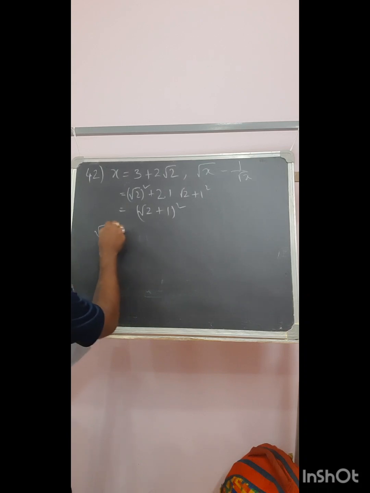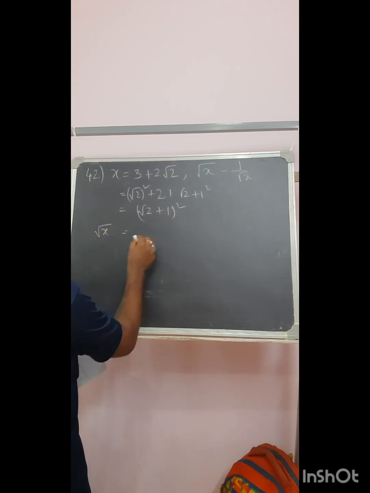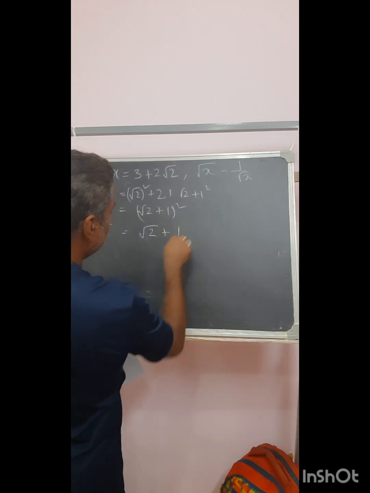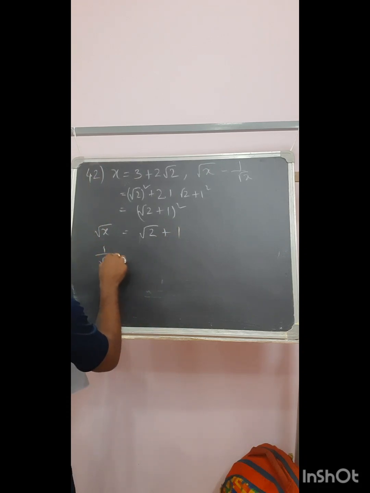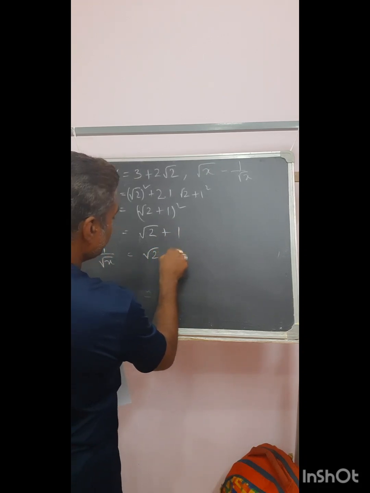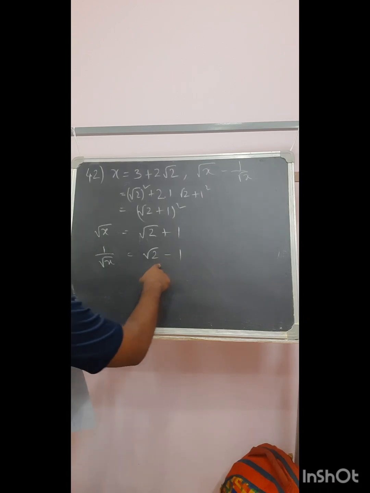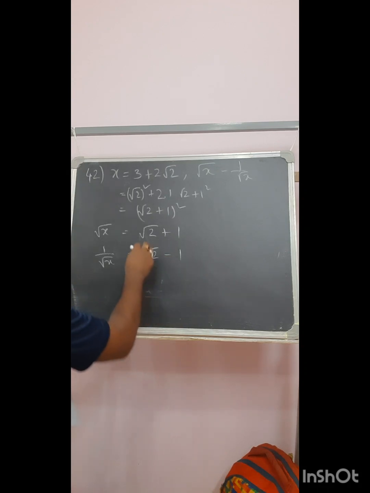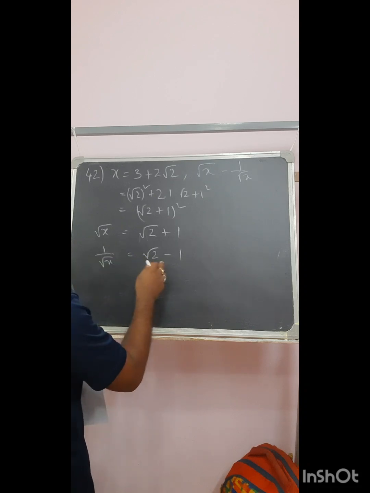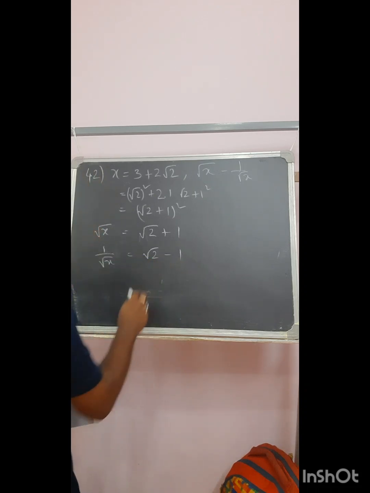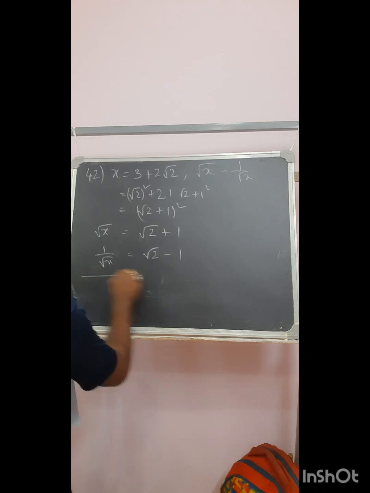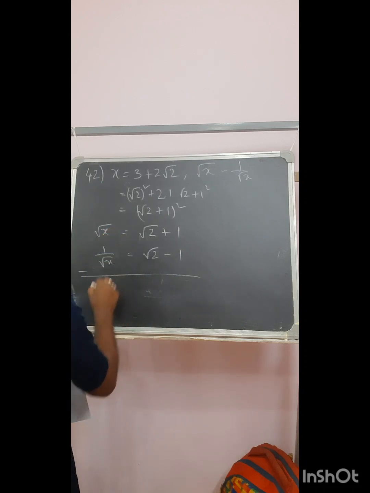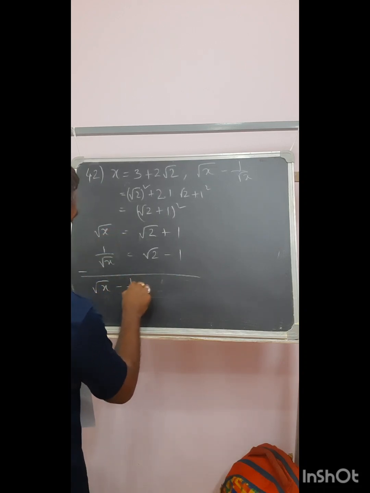So if I take the square root of x, then it will be root 2 plus 1, and the inverse of that is always the conjugate. Accordingly, you have to see the number which is higher, then the opposite sign will be there in between. Root 2 is higher than 1, so the reciprocal of that would be the conjugate. Now it will be very easy if I take the subtraction.